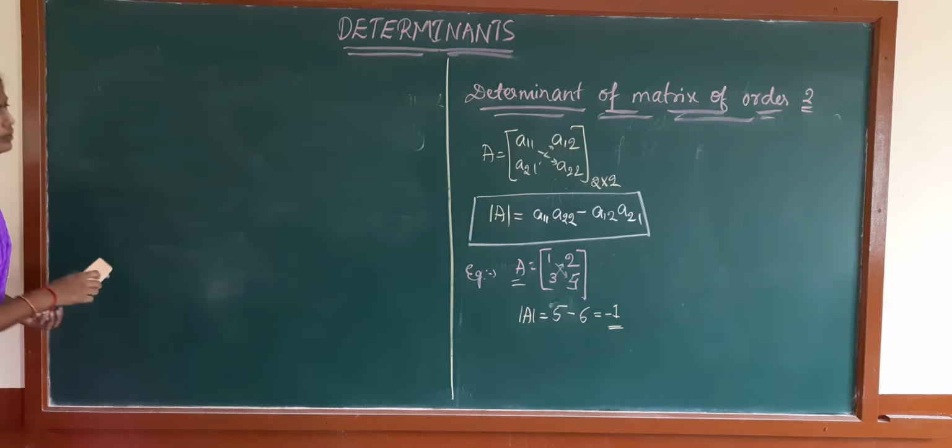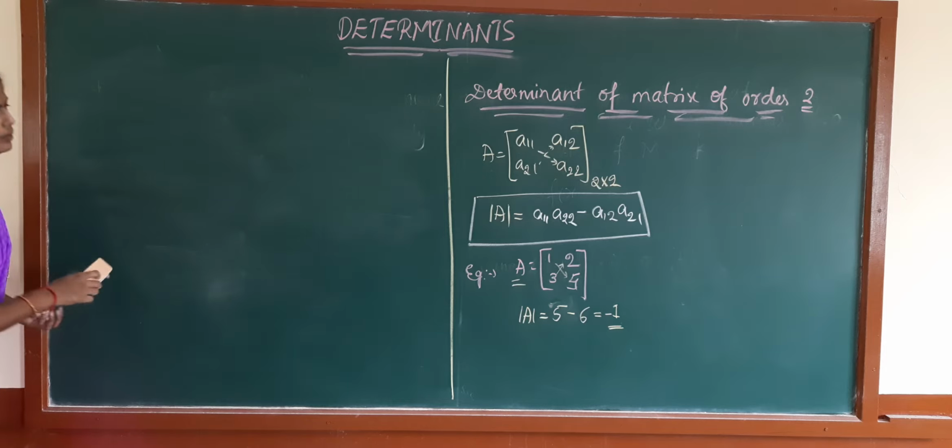So we have to find, or we have to know the determinant of a matrix of order 3. In the 2 cross 2 matrix, or determinant of a matrix of order 2. Now we have to consider the determinant of a matrix of order 3.